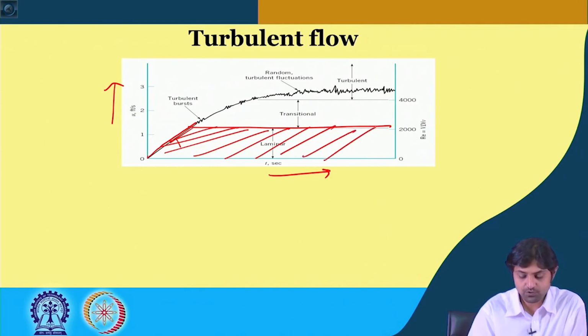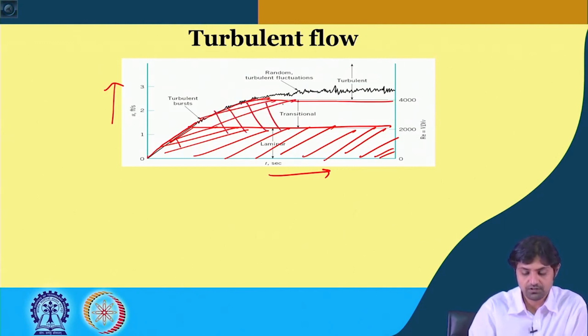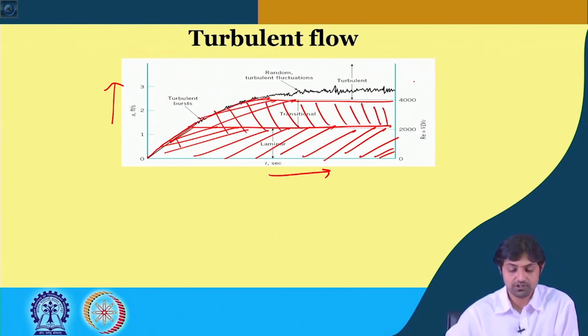The idea is, if you keep on increasing the velocity, the Reynolds number will increase and the flow will become from laminar to transitional to turbulent. So as you keep on increasing the velocity, until this point it is still transitional, until Reynolds number of 4000. Okay, and after that it becomes fully turbulent.